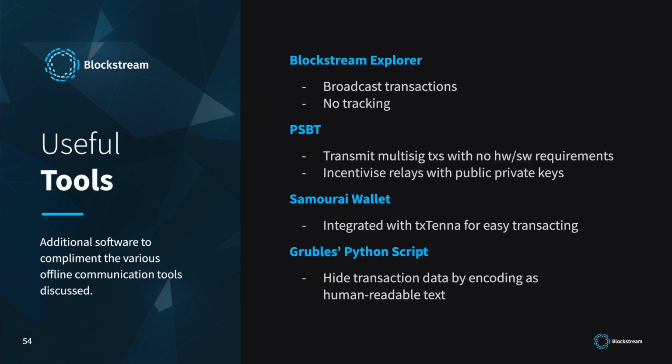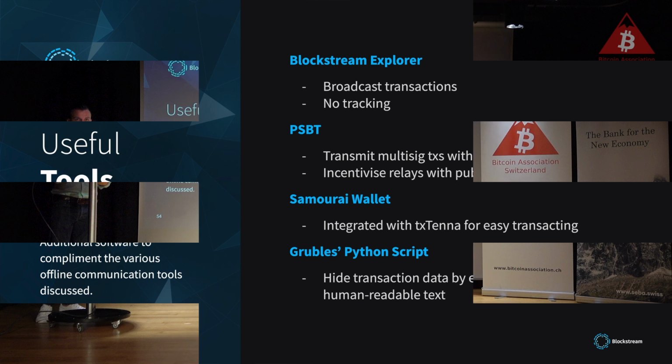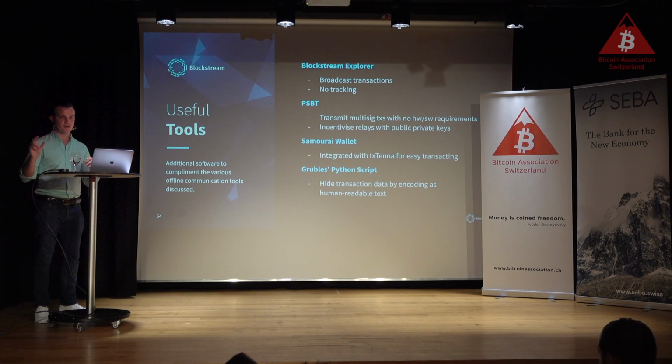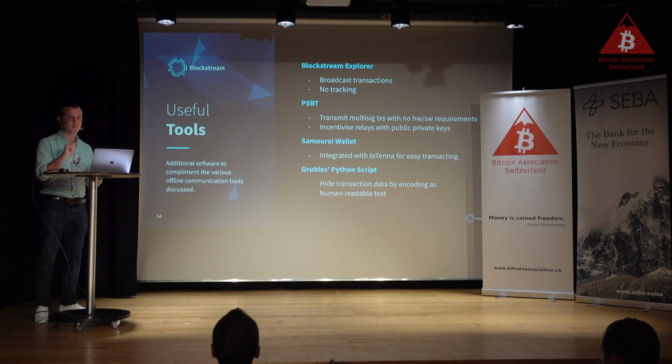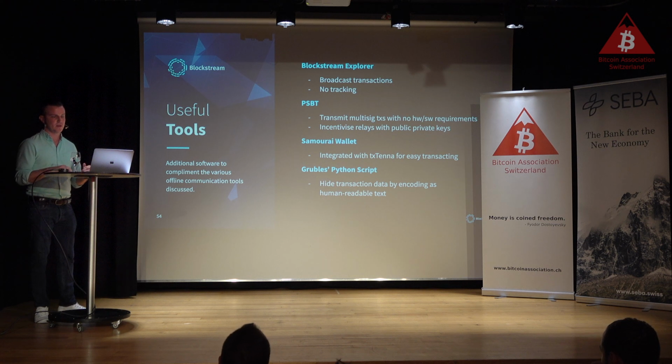Some useful tools. We've talked about different channels, different mediums for using Bitcoin, but there are also some useful tools that you can use for offline Bitcoin usage. One of them is Blockstream Explorer. We have an open source explorer which you can access at blockstream.info, and it has a really neat little button which is send transaction. You can just get your raw transaction data, put it in there, press a button, and it's transmitted to the Bitcoin network to be added to the blockchain.